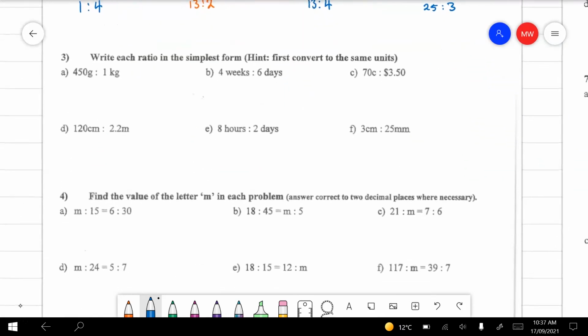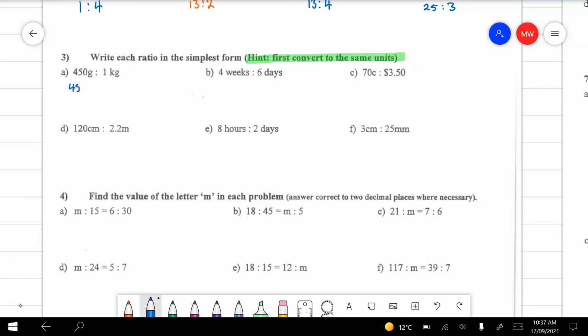Question 3, we are going to write ratios in simple form, but we have to be careful. Look, the units aren't the same, so we have to convert these to the same units first. So if we convert 450 grams into kilos, what we're going to end up with is a decimal, and that doesn't sound like much fun. So let's keep them both to grams.